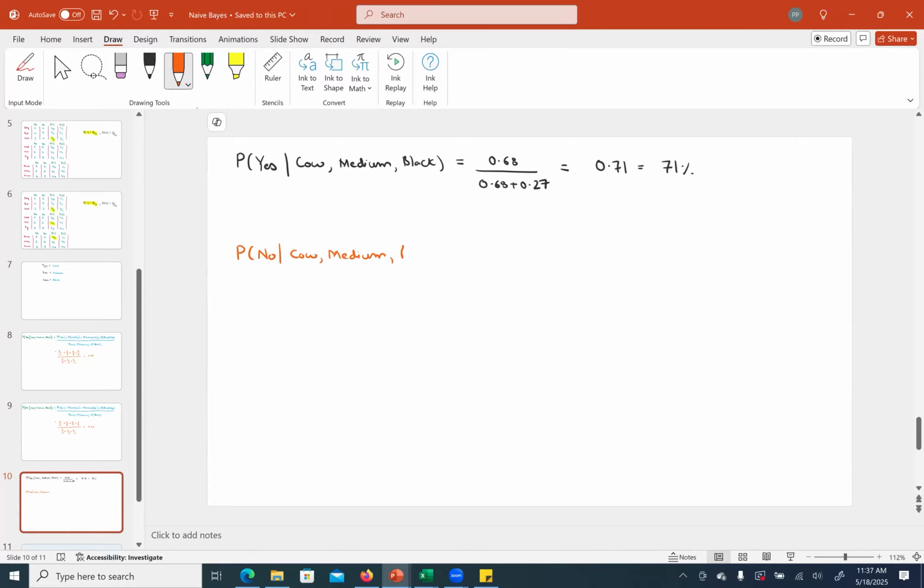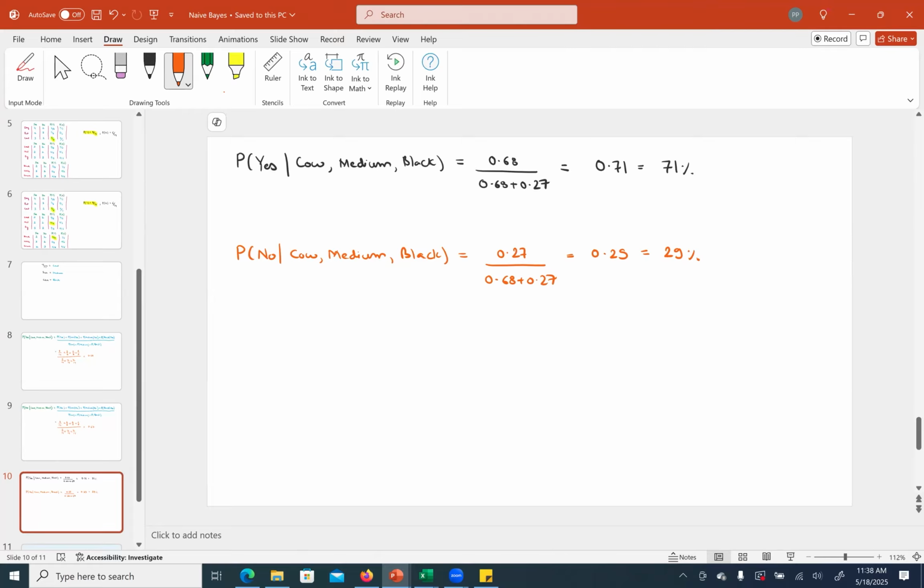Similarly, probability of no, given that it is a cow, it is medium, it is black, is going to be 0.27 divided by 0.68 plus 0.27. This time you can easily subtract also. You will get 29%, the subtraction of these two. So the probability that you can pet this particular animal is 71%. The probability that you cannot pet this animal is 29%.